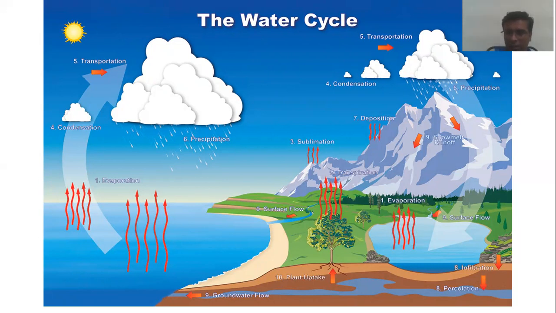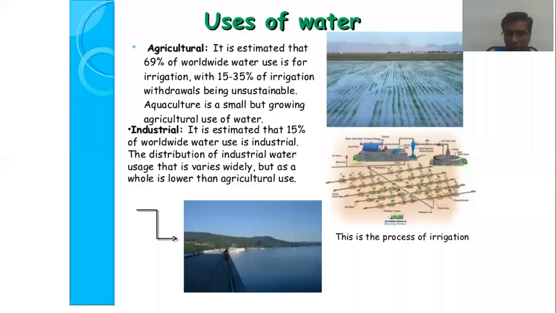So these are the three major steps: one is evaporation, second is transportation, and third is condensation. These are the three steps present in the water cycle, or hydrological cycle. The major uses of water are of two types. One is agricultural and industrial, which is consumptive use.